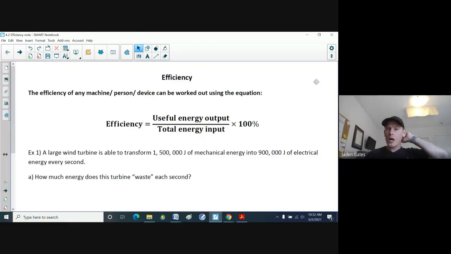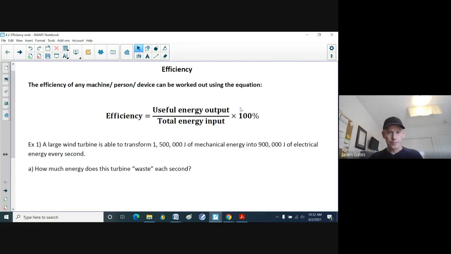All right, so our next topic here is efficiency, which is definitely key. The efficiency of any machine, person, or device can be worked out using the following equation. Efficiency is equal to the useful amount of energy that you output, divided by the total energy that actually went in, and then you multiply it by 100% afterwards, because when you divide these two, you get a decimal of some sort, and to convert it to a percentage, we multiply by 100%.